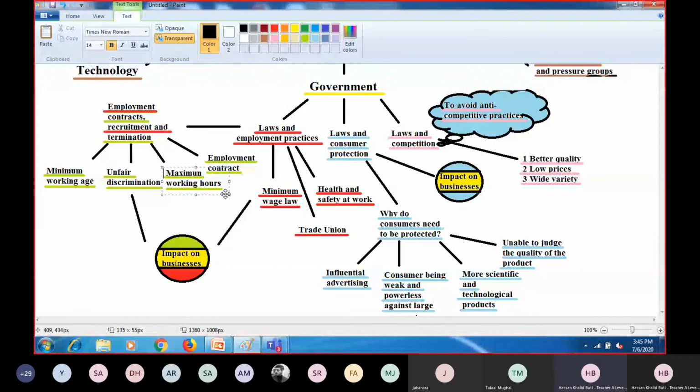Do you know why there should be maximum working hours, Bisma Harun? Why does there need to be maximum working hours? What is the law about it? What does it mean when we say maximum working hours? Yes, Bisma? To what limit the workforce can work, like what time limit. All right, good. So, for how many working hours can employees work?